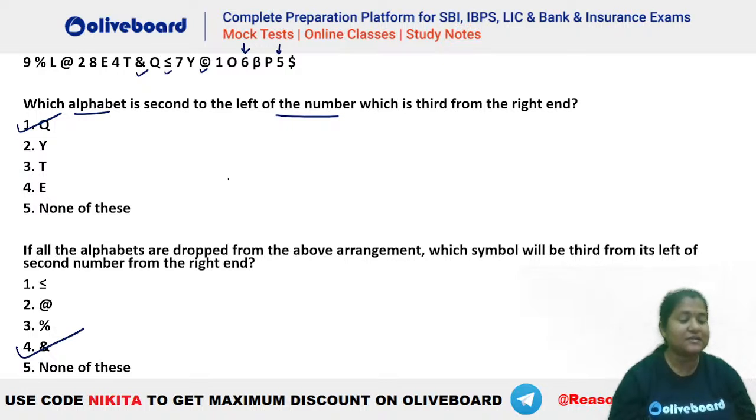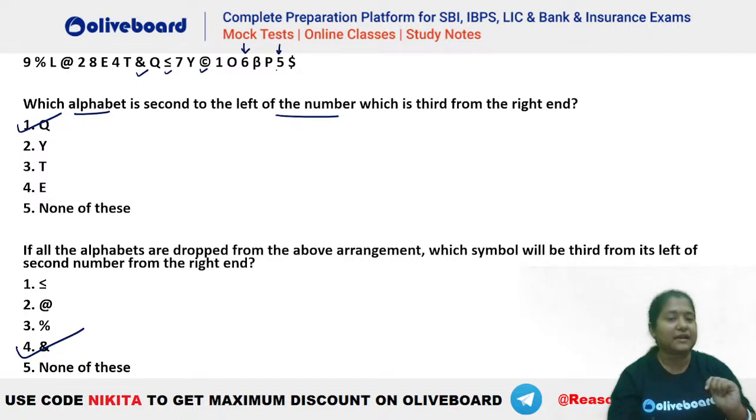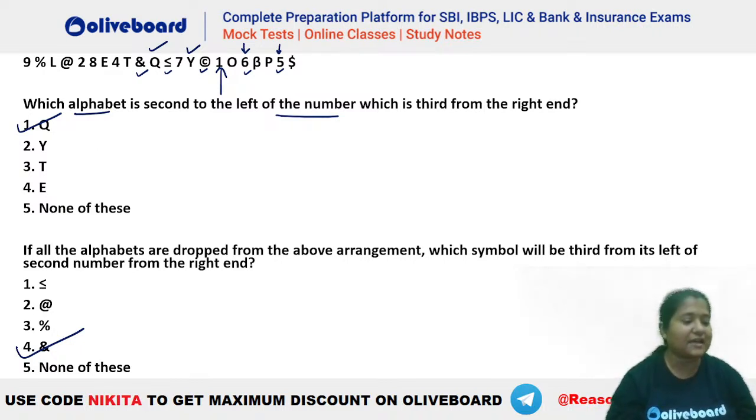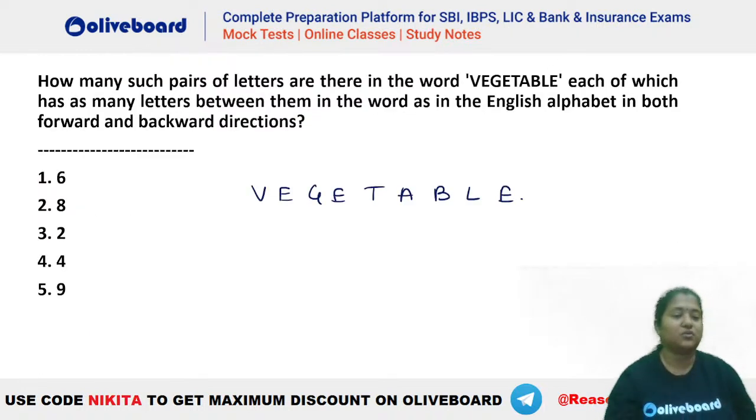And the first one is star, what is given here? Which alphabet is second to the left of the number which is third from the right end? This is first number, this is second number, this is the third number from the right end. When we are talking about the number which is third from the right end, you should consider only the numbers. So 1 is the number which is third from the right end. Now you have to take the alphabet which is second to its left. The first alphabet to the left is Y, second alphabet to the left is Q. That is why it has to be Q. Okay, star. Let's try this out.